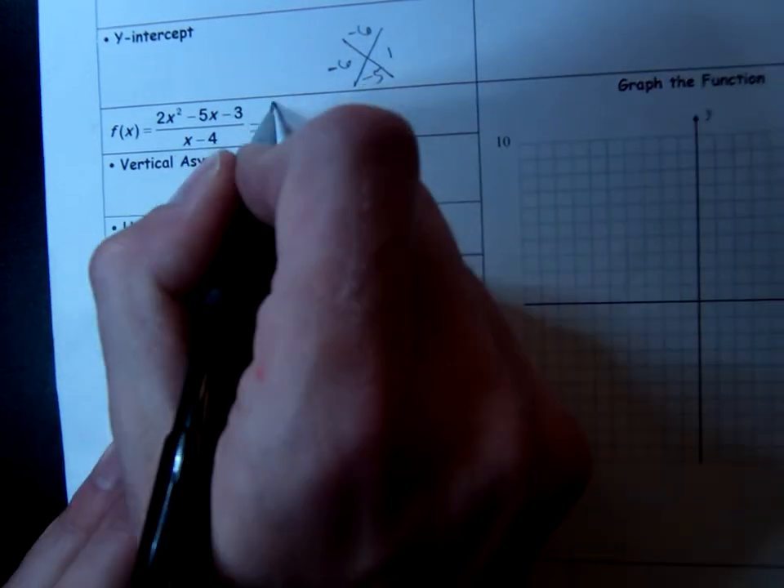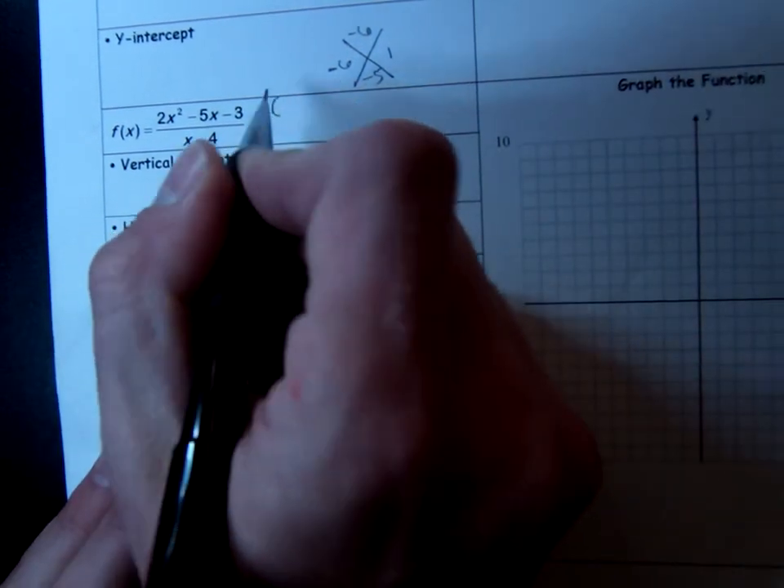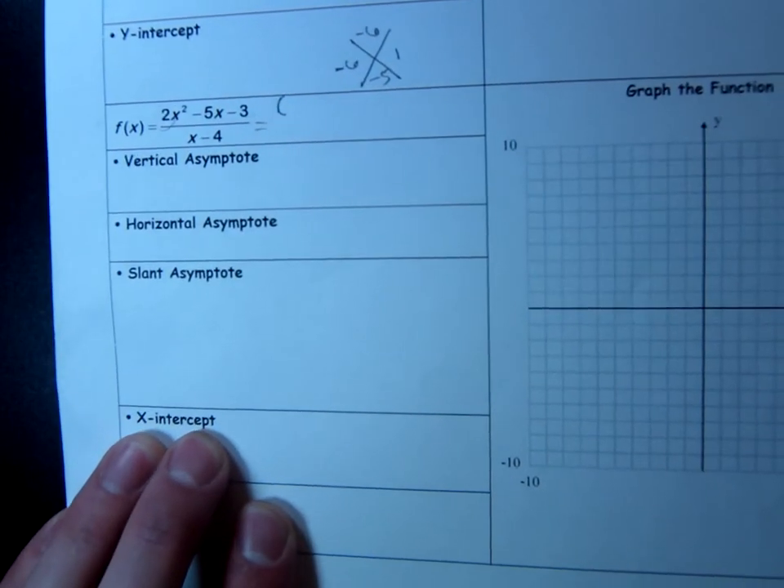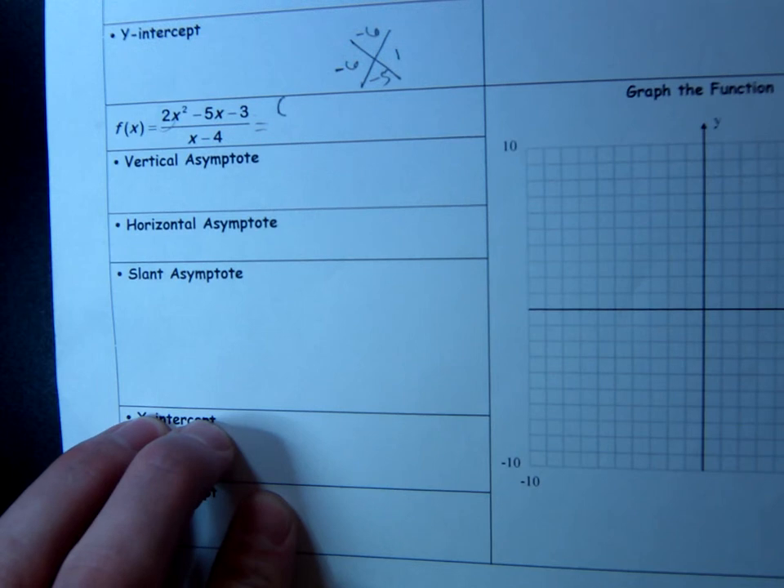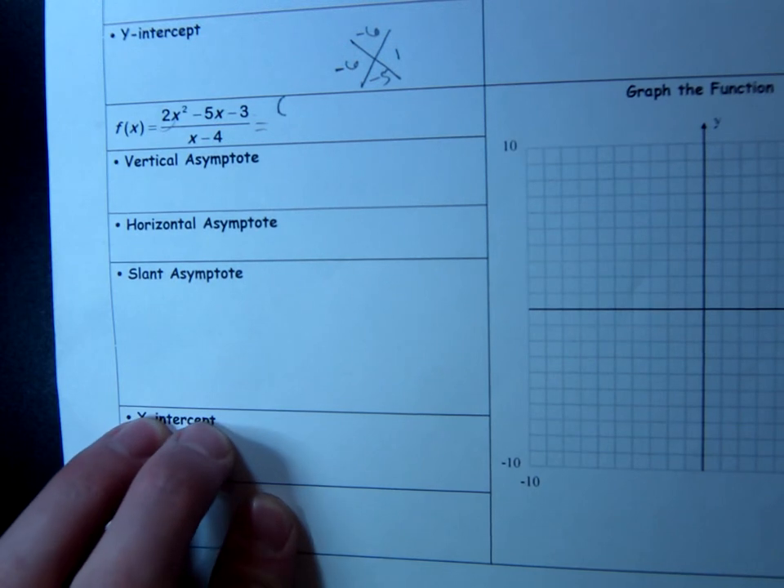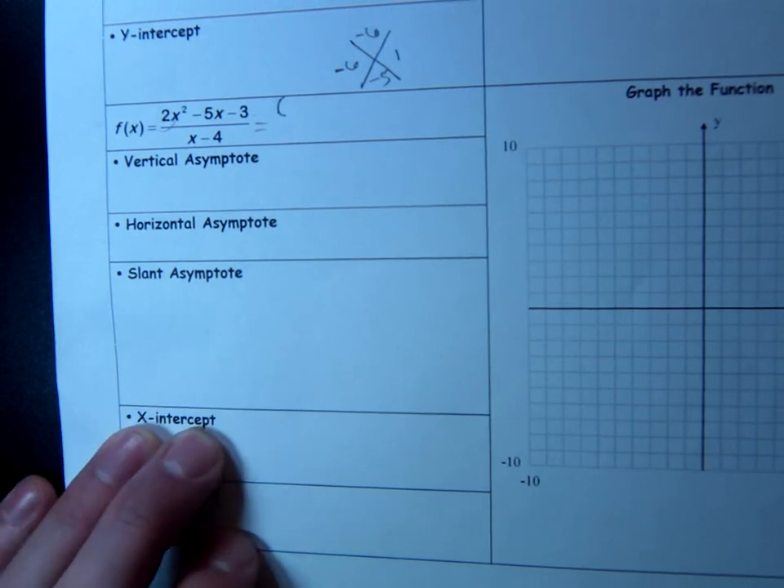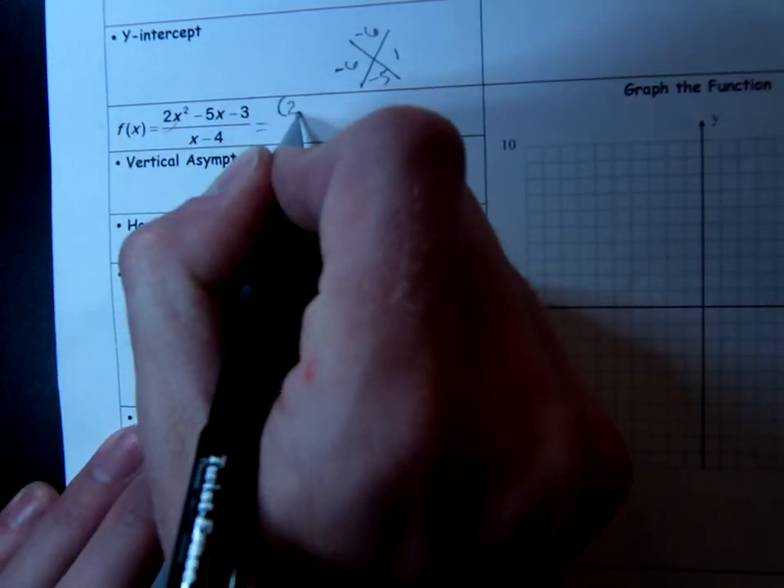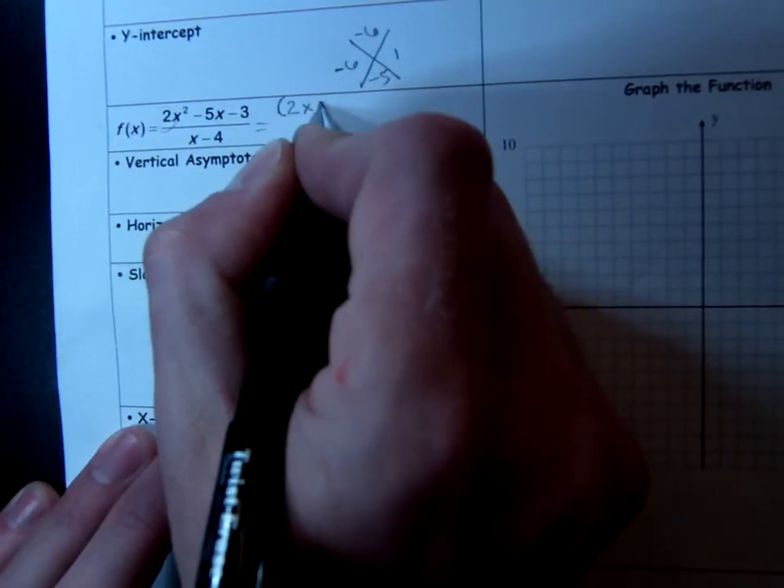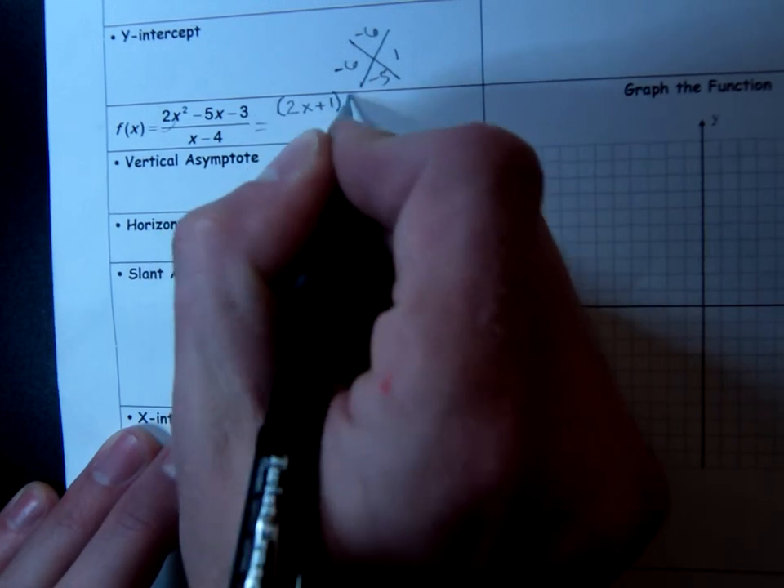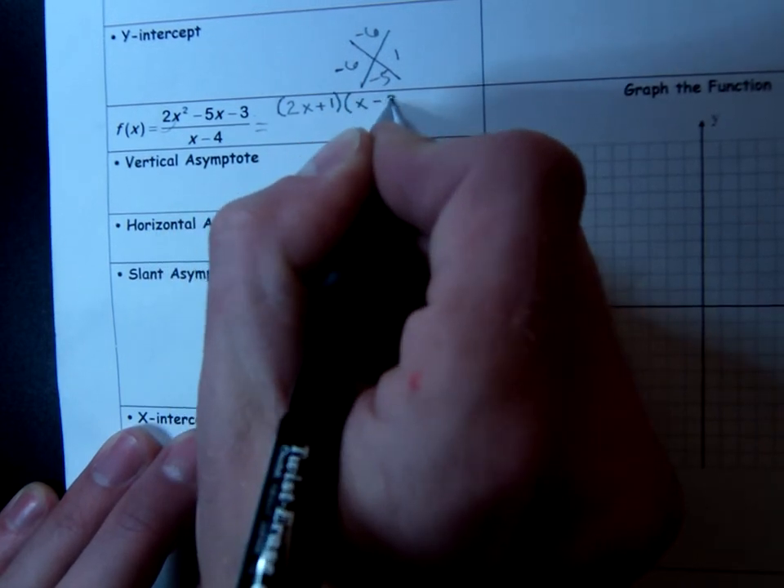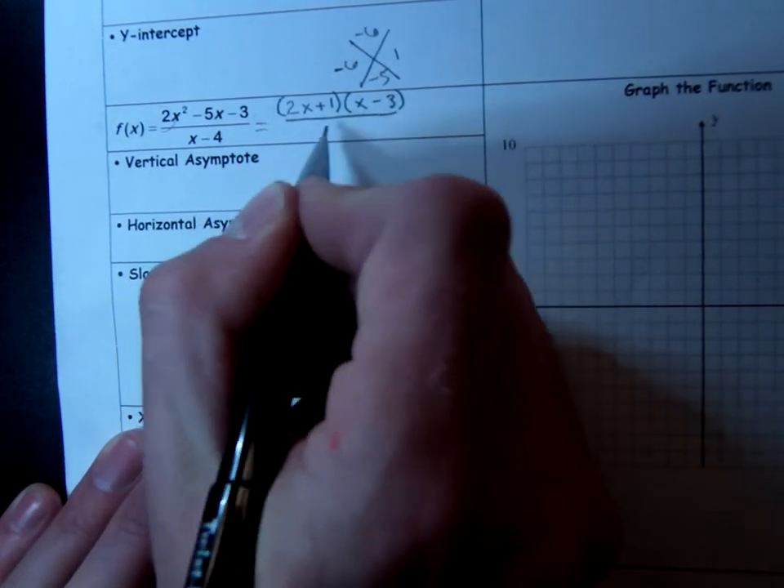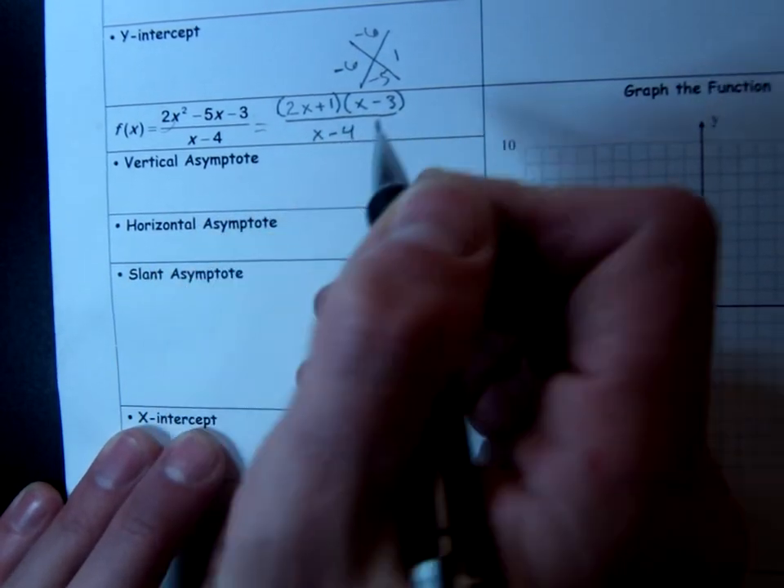Okay. Now, if you factor it out, if you're not comfortable with these 2's out in front, I really recommend taking a look at how to factor with generic rectangles. It makes it really, really easy. And if I have time, I'll throw an example of that up. Anyway, this one should be 2x plus 1 times x minus 3 on the top. And on the bottom, we have x minus 4.